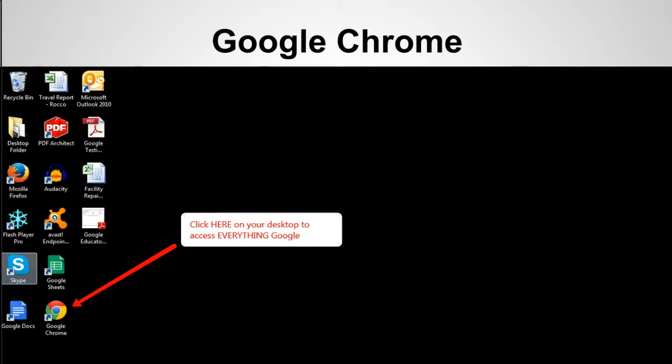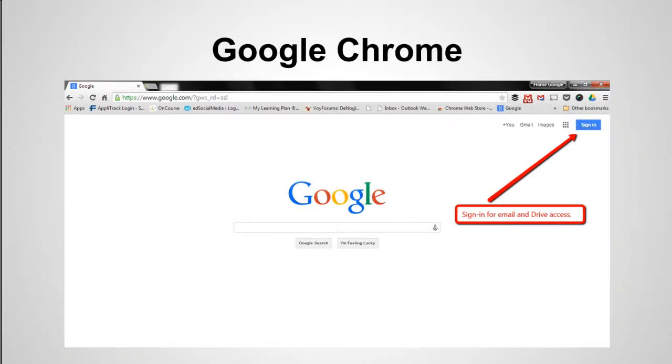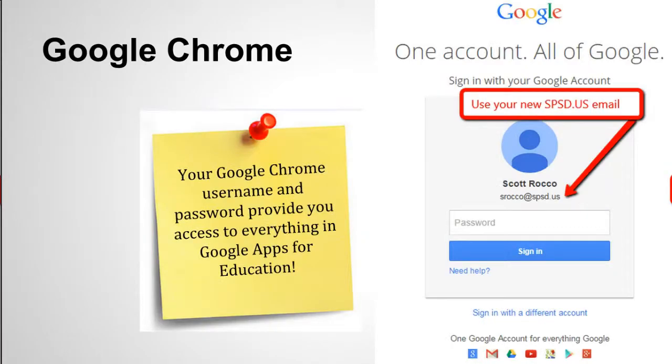So when you click on Chrome, what you're going to get is a sign-in sheet. When you open Chrome, you'll be asked to sign in at the top right-hand corner on that blue button. When you click that button, you will get this screen on the right-hand side.